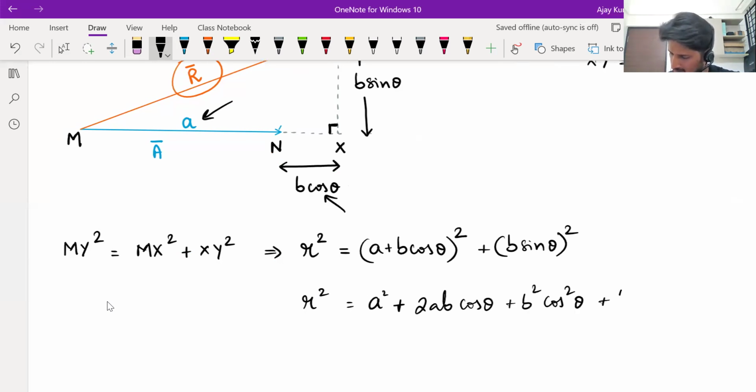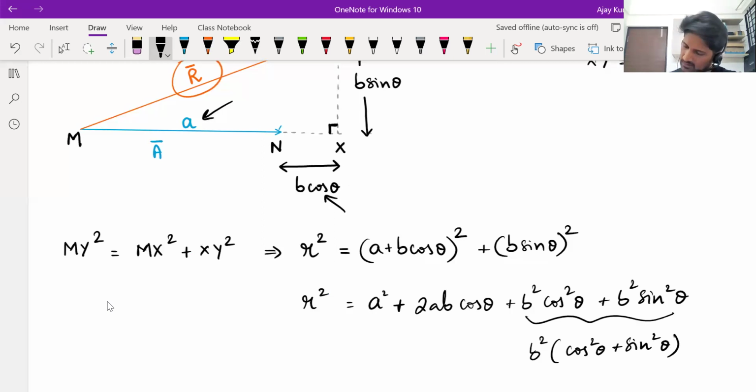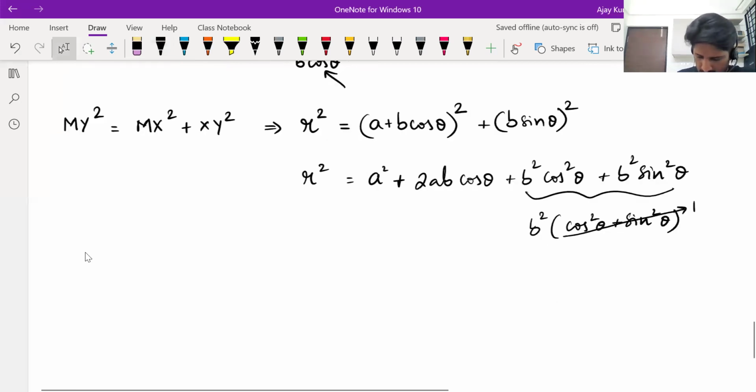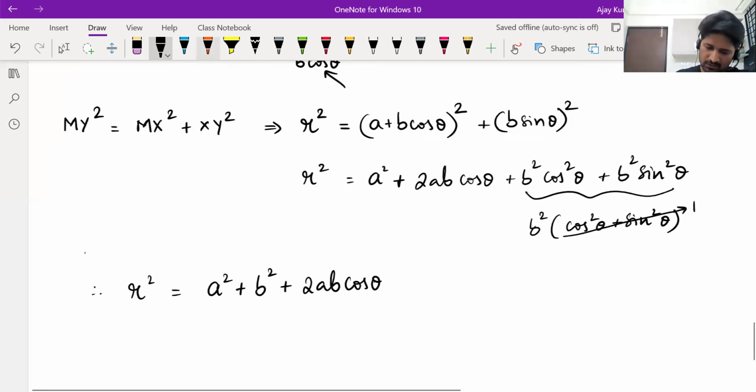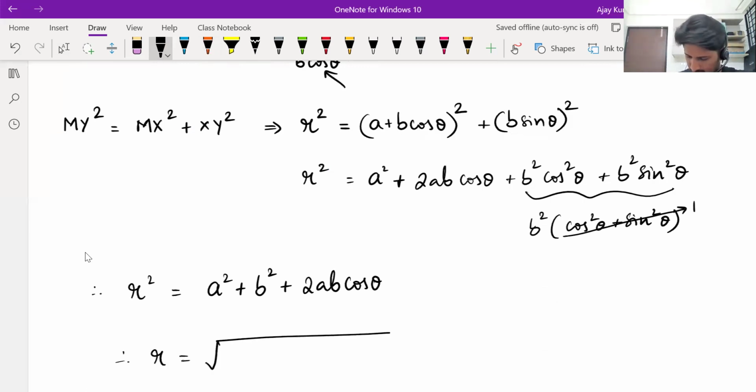And from the second bracket, you get b square sine square theta. In these two, if you take b square common, you'll be left with cos square theta plus sine square theta, which I am sure you all know is equal to 1. Therefore, the square of the resultant becomes a square plus b square plus 2ab cos theta. Or you can say, the resultant becomes square root of a square plus b square plus 2ab cos theta.